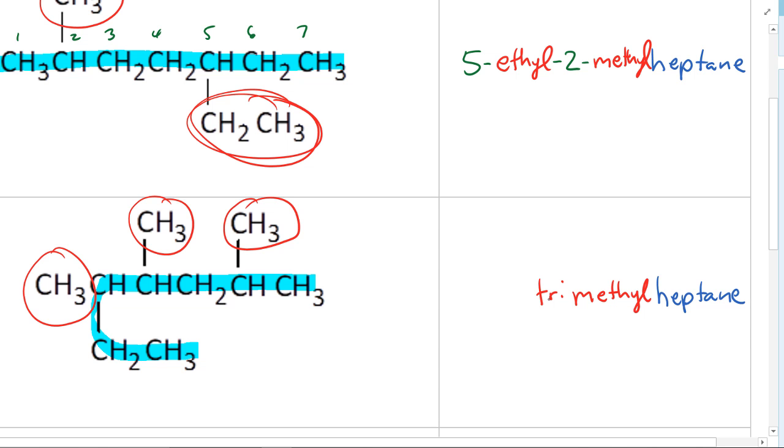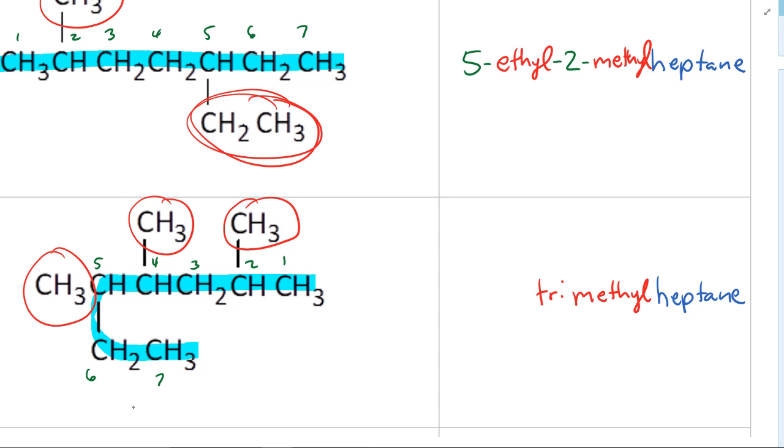Trimethyl. Then what we're going to do is count in the direction that gives us the lowest number. If we count from right to left, we get 1, 2, or from left to right, we get 1, 2, 3. So in this case, it appears we are going to count from right to left. We'll start counting with this as being the number 1 position, and we'll count 1, 2, 3, 4, 5, 6, 7.